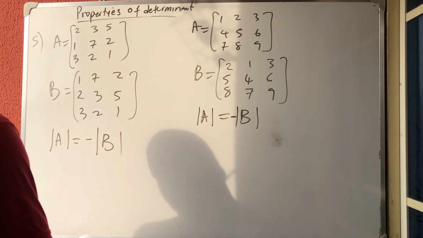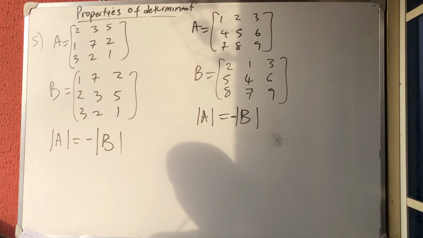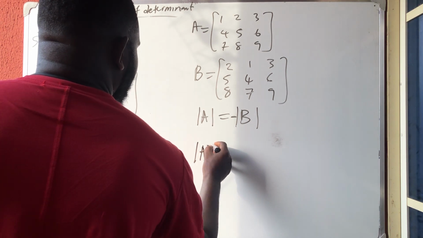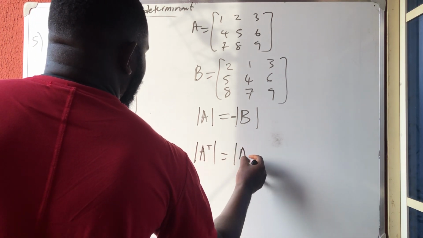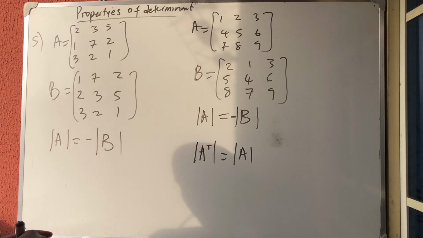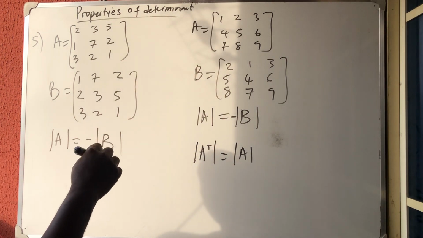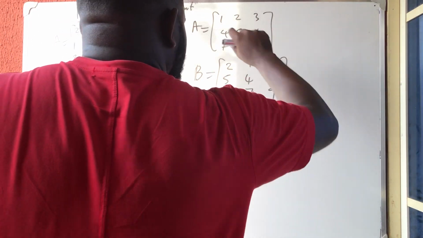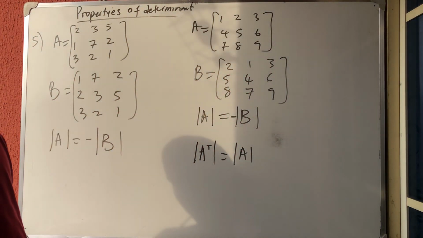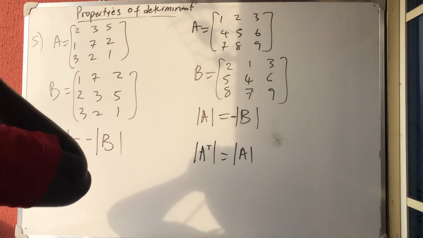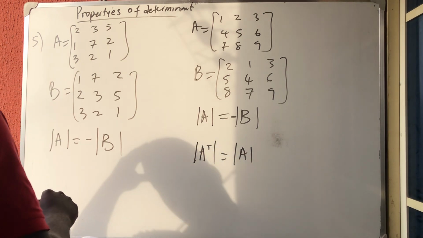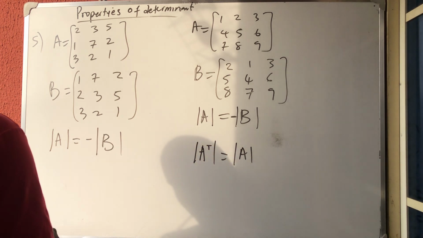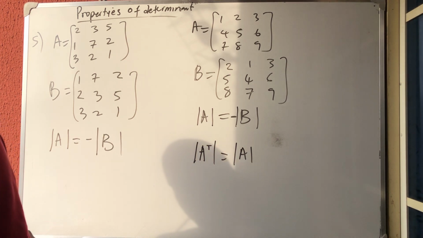Another thing you need to know is that the determinant of the transpose of a matrix is still equal to the determinant of that matrix, okay? Don't forget how to get the transpose. Transpose means carry the row and make it become a column. That is transpose. So the determinants are the same, okay? The next thing we'll talk about in our next video will be the inverse of a matrix.